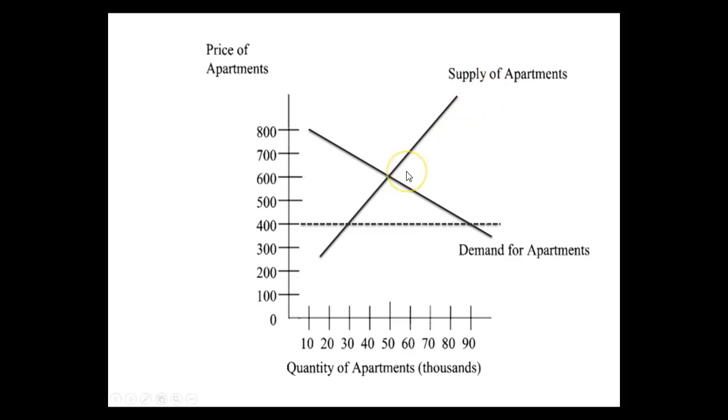So normally under equilibrium we charge $600 and there would be 50,000 apartments available for rent. But now, because we've set a price ceiling of $400, we find that the quantity of apartments being made available for rental has fallen to 30,000, and at the same time, because the price is lower, more and more people want an apartment, and so the quantity demanded is now 90,000.